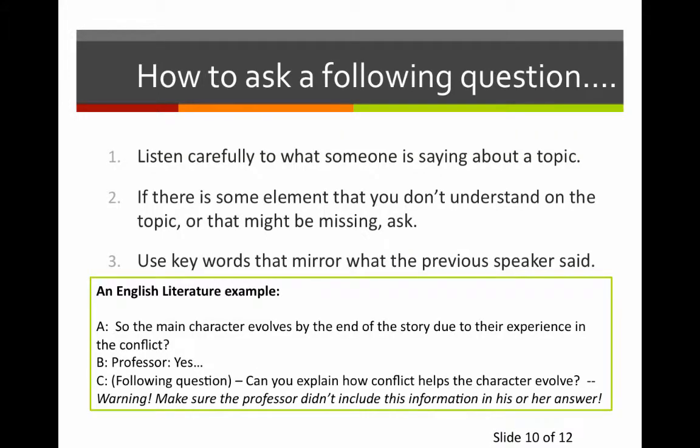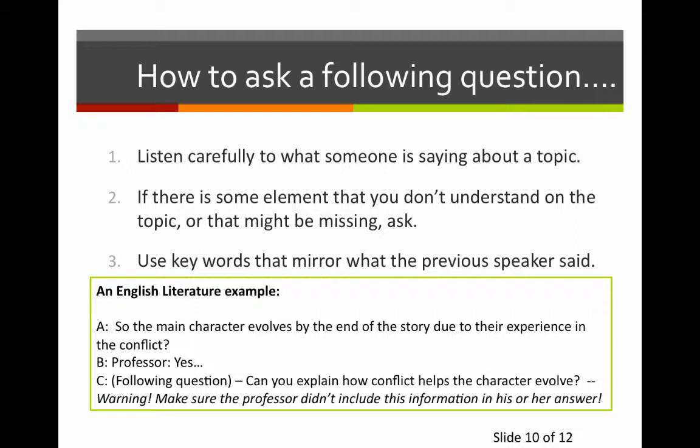Asking a following question is another important skill. Pause here and read over the slide. So a following question is when you help build on a topic that someone else has already introduced. So of course you are listening, and then if there is something in the discussion that you don't understand, this is the perfect time to join in. The professor will know that you are asking a following question if you repeat some of the key words that have already been mentioned. So pretend that you are in an English literature class.